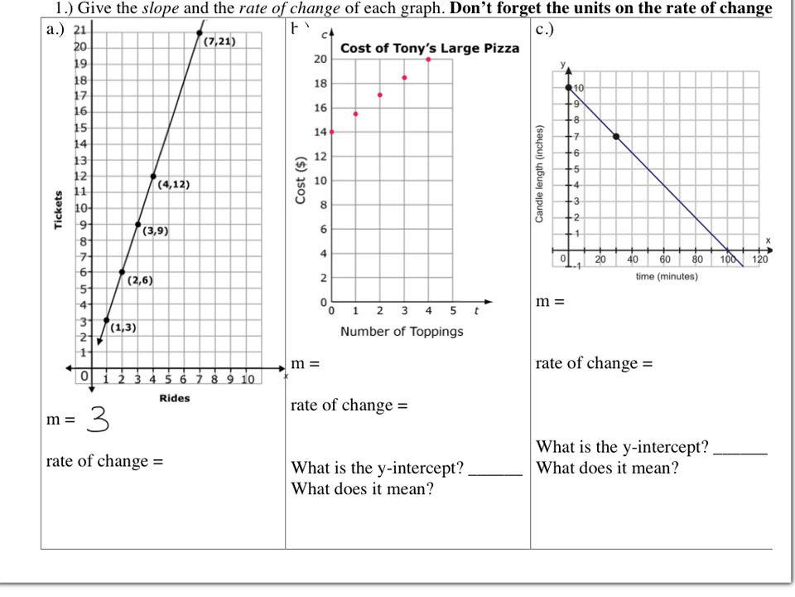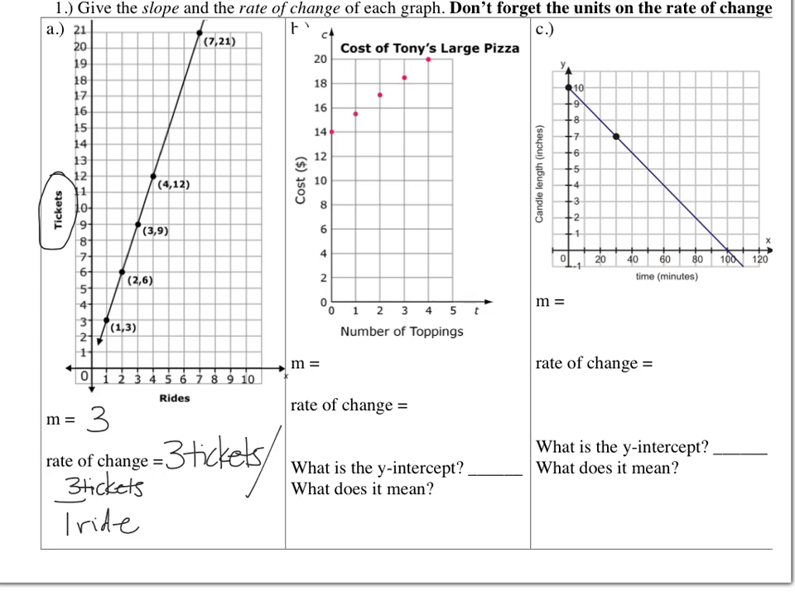But now the rate of change, you have to give the units, right? So let's just go back to 3 over 1. The top number is 3, the bottom number would be 1. The 3 stands for Y, which is tickets, right? So it would be 3 tickets for every one ride. And so we would divide 3 divided by 1, and we would get 3. So the answer, the rate of change, would be 3 tickets per ride.